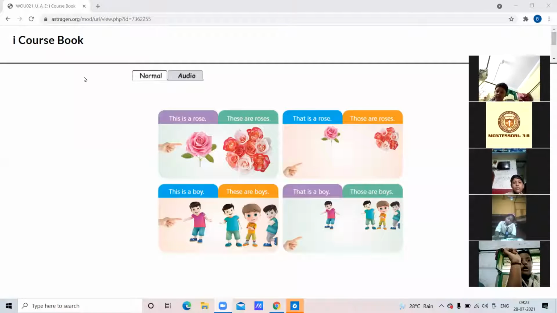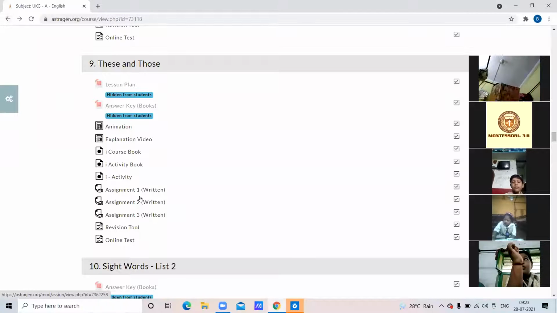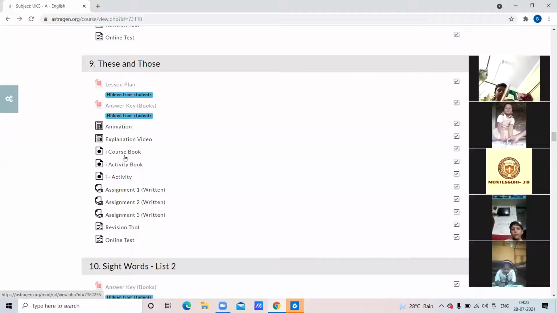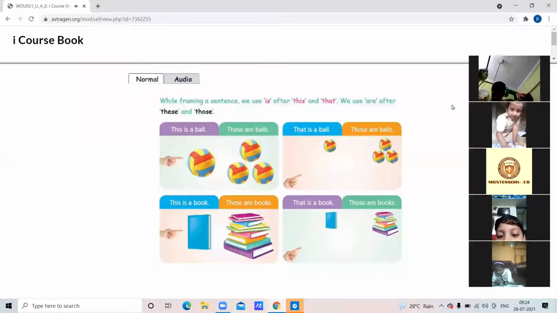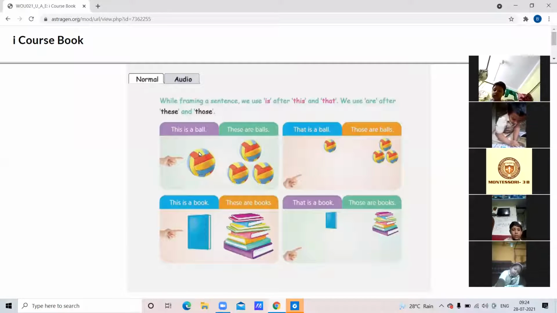Now children, just read. Practice books are not here. So children, you will read, okay? These and those. All of you will read together. Yes, Sampriti? Read these and those.